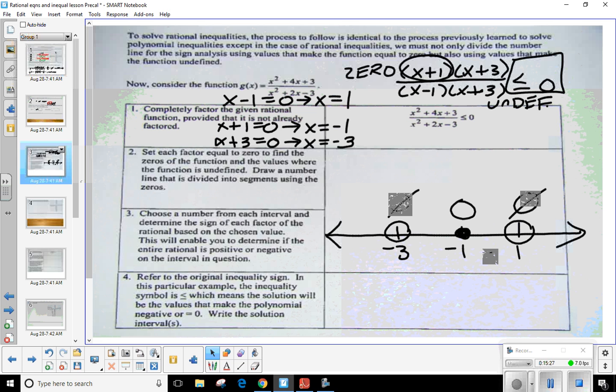Okay. So did we talk about this yesterday? What do I do with that value? Or did we get that far? We plug it in. Now you can always plug it back into the original. I prefer to go ahead and plug it into the factored version. I just think it's faster.